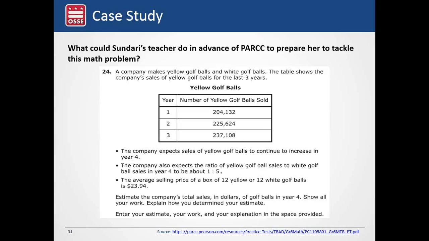Now that you've seen some strategies, I want to throw this back at you. You can use the question or chat box to answer the following. What could Sundari's teacher do in advance of PARC, which is a couple of months away, to prepare her to solve this math problem? Let's go ahead and see your ideas. Go ahead and type in the question or chat box. I'll be monitoring.